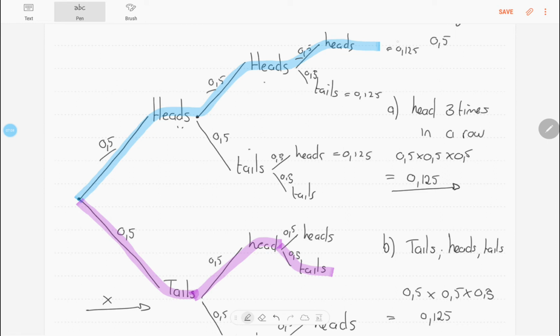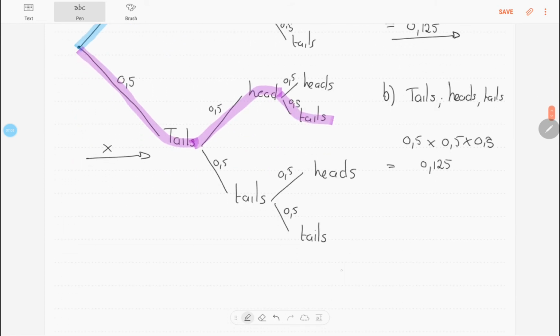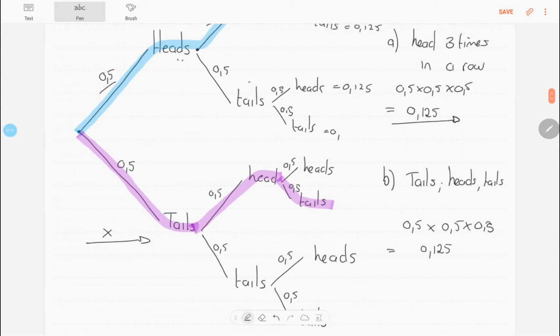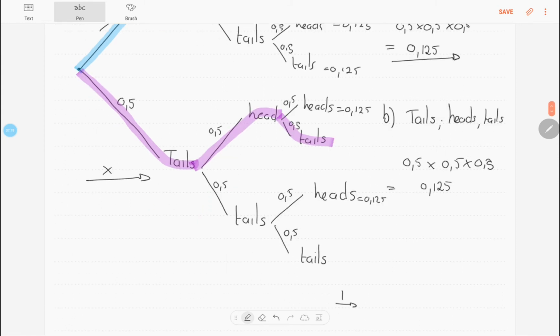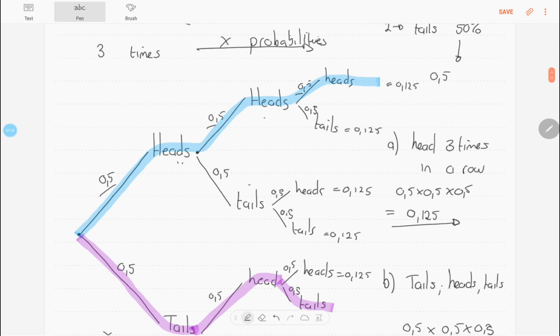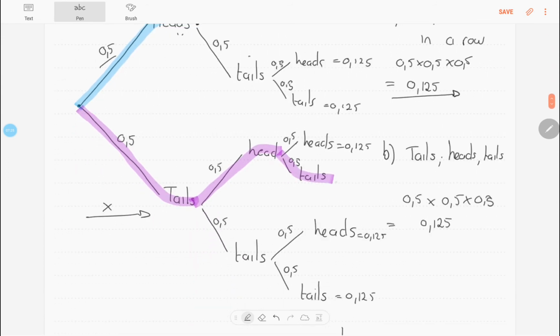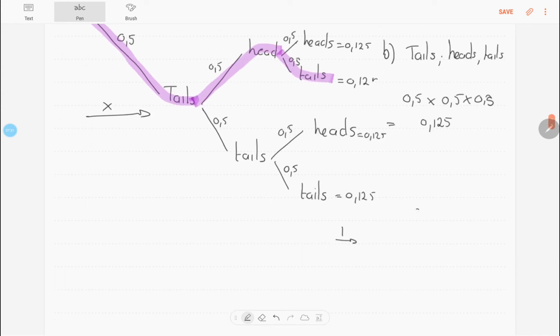And if I add them all up going down, I should end up with 1. So if I add all of these 0,125s up, that's 1, 2, 3, 4, 5, 6, 7, 8 times. Yes, 0,125 times 8 gives me 1. So if it gives you 1, you know you're right. If you don't get 1, then you've done something a bit wrong.